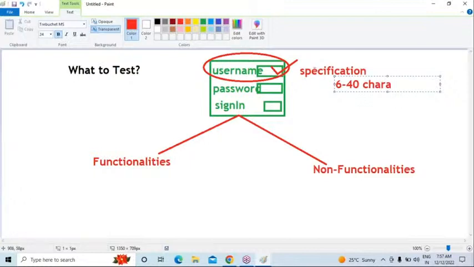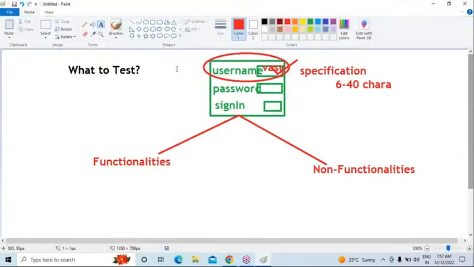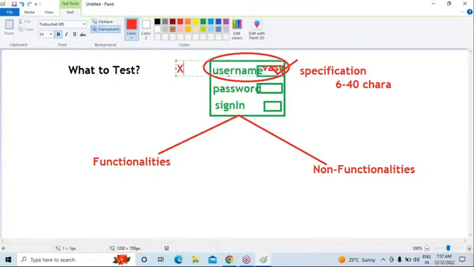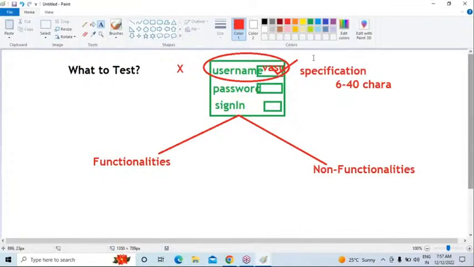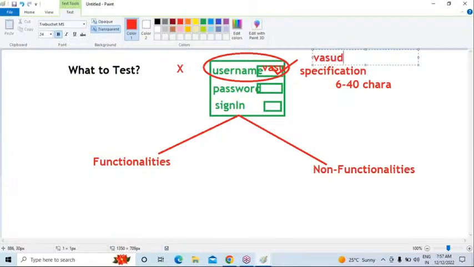So how do we test it? I'm entering just 4 characters, for example, my name. If it is allowing, what does that mean? This is not working properly. The condition given is a minimum of 6 characters and a maximum of 40 characters. The username should exist only in between that. If it is 4 characters and it is allowing, it is not working. If we enter 6 characters, now we check whether it is working or not. If it is working, then we can say that the functionality is working fine.